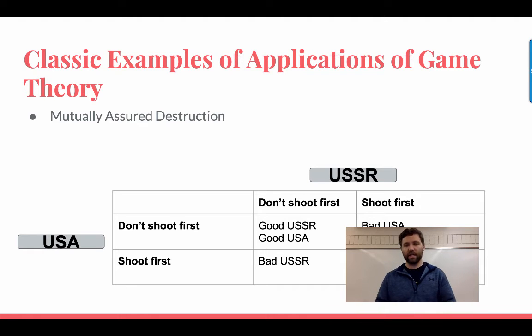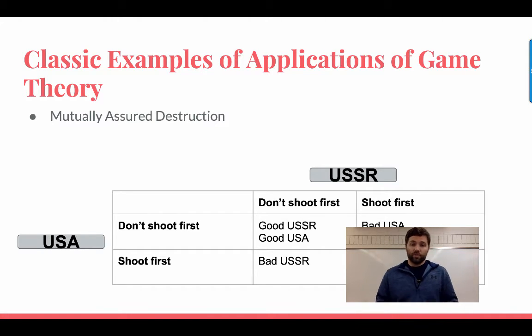Given that they each have a bunch of nuclear weapons pointed at each other, each side has two options. So the U.S. can either not shoot first. In other words, if the USSR shoots first, then we would shoot second. Okay, so we can not shoot first, or we can strike first. We can nuke them first. The USSR, the Soviet Union, has the same options. All right, and then when we put these into the matrix, what we see is that the don't shoot is good for the Soviet Union. It's good for the United States.